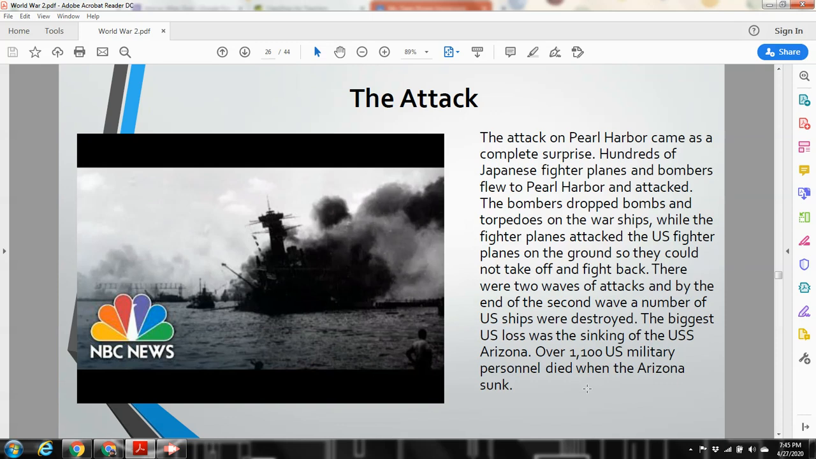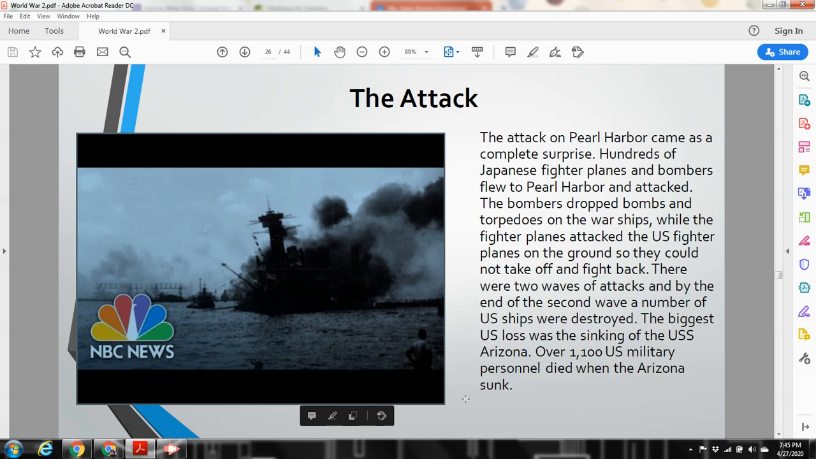Now, the attack itself on Pearl Harbor came as a complete surprise. Hundreds of Japanese fighter planes and bombers flew to Pearl Harbor and attacked. The bombers dropped bombs and torpedoes on the warships, while fighter planes attacked U.S. fighter planes while they were on the ground, so they couldn't take off and fight back. There were two waves of attack. By the end of the second wave, a number of U.S. ships were destroyed. The biggest loss was the sinking of the USS Arizona. Over 1,100 U.S. military personnel died when the USS Arizona sunk.